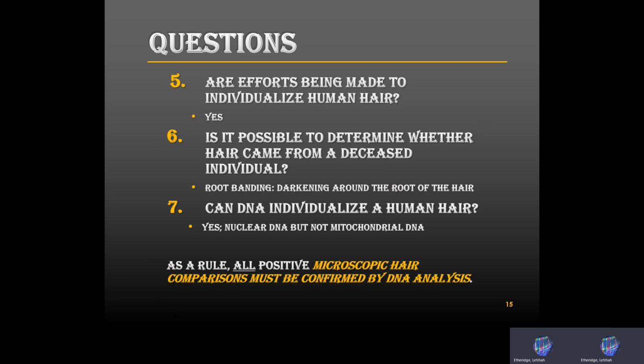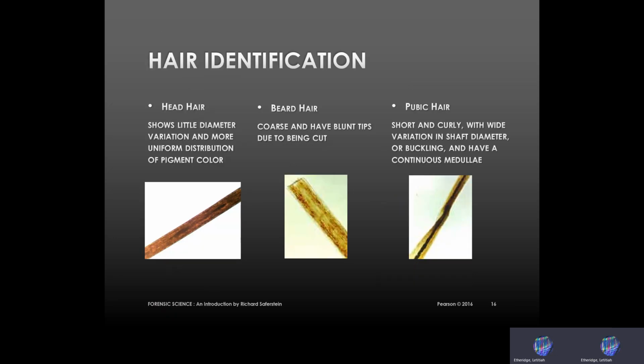Okay, so in terms of hair identification, we talked about different parts of the body. Can I figure out where that hair came from? Well, the answer is yes. You can distinguish between head hair, beard hair, and pubic hair. So when we talk about head hair, it's going to show very little diameter variation. They're pretty much all going to be the same size. There's going to be a more uniform distribution of the pigment color. And here's a picture down here.